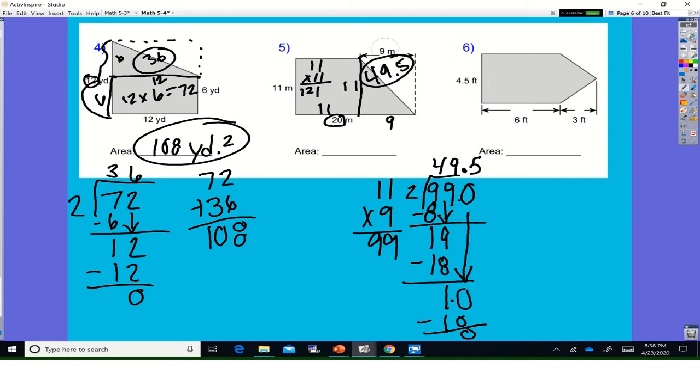Another way that you can think of it, which reminds me of our number talks that we do in class, 99 is really close to 100. It's really only one away. So if I would think of that, we know this number is going to be really close to 50.